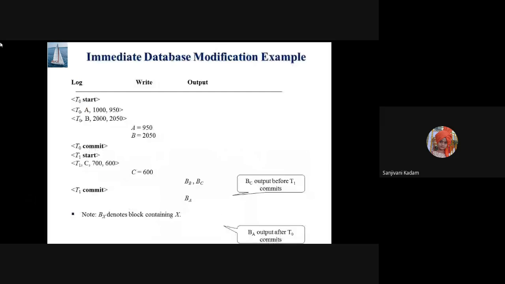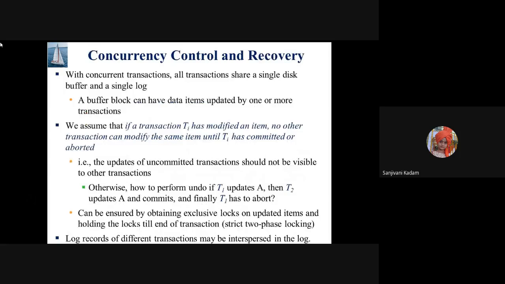So we are here, concurrency control and recovery. We assume that if a transaction Ti has modified a data item, no other transaction can modify the same item until Ti has committed or aborted. Okay, so while the block is still in the buffer and Ti is accessing that data item, that item will be locked and will not be made available to any other transaction.